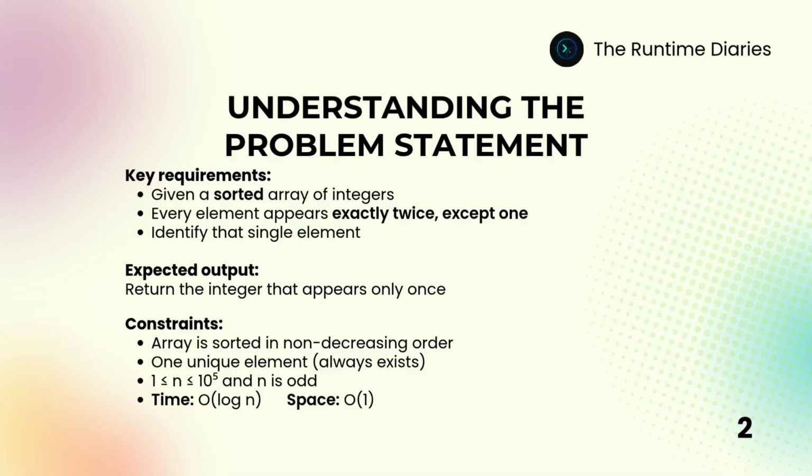Here's what the problem gives us. We have a sorted array where every number appears exactly twice, except for one unique element. Our job is to return that single number. The array is sorted in non-decreasing order. There's always one unique element, and n is odd. The goal is to solve it in O(log n) time or less, and O(1) space, which immediately tells us binary search will be involved.